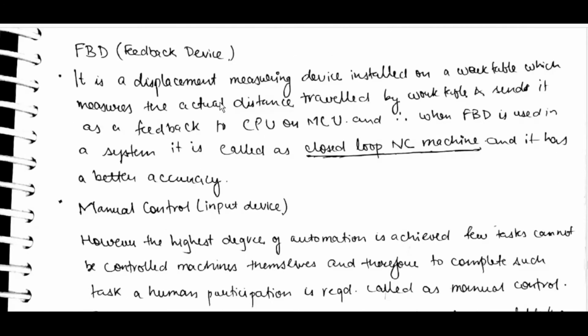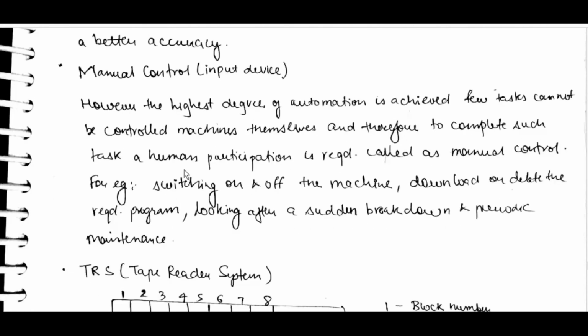Feedback device: it is a displacement measuring device installed on a work table which measures the actual distance traveled by the work table and sends it as feedback to the CPU or MCU. Therefore, when an FBD is used in a system, it is called a closed loop NC system, and it has better accuracy. Manual control input device: however, the highest degree of automation is achieved.